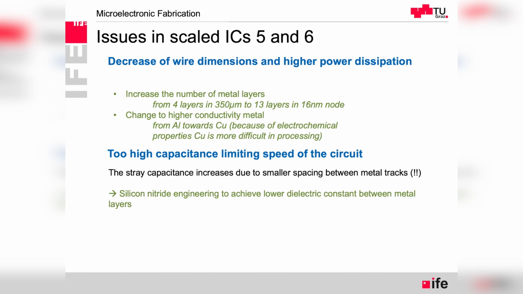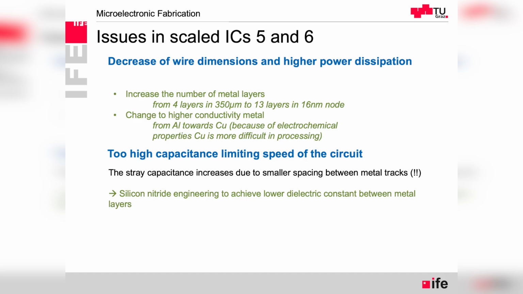Also we have the power dissipation per unit area. It's pretty much constant because we have smaller transistors that each consumes less, but then we have more transistors per unit area. So in total, we have still very high power consumption. So what can be done?